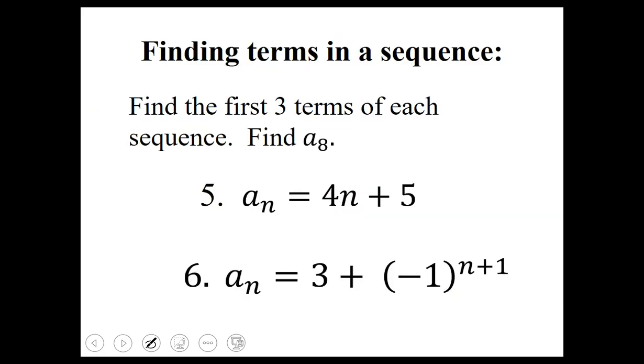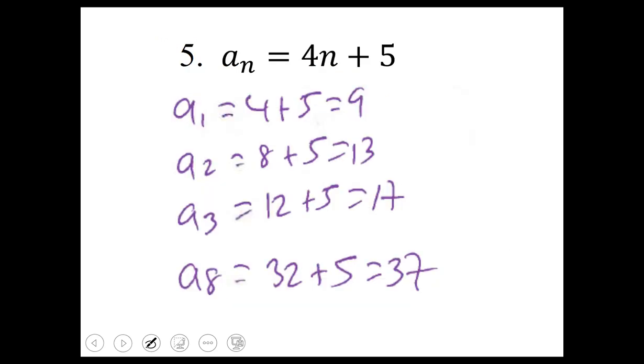So finding terms in a sequence is the first thing that you have to be able to do if you are already given the formula. For numbers 5 and 6, I give you the formula and I ask you to find the first 3 terms, and then I ask you to find the 8th term. So for number 5, if I ask you to find the first 3 terms, that means that everywhere there is an n in the problem, you are going to plug in 1, 2, 3, and then for the 8th term, you're going to plug in 8.